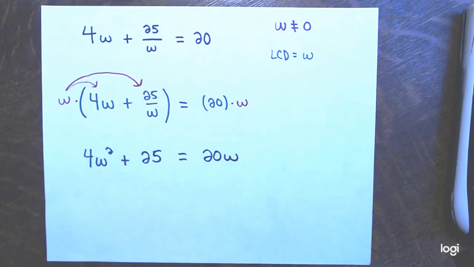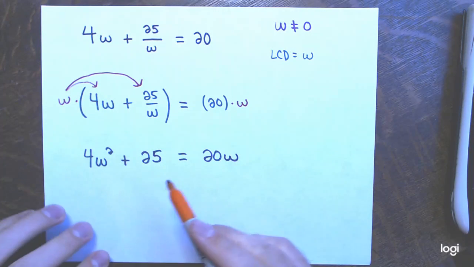And now can you see how this is a quadratic equation now, right? There's w squared as the highest power here and no more fractions. But it's not in standard form, right, so I cannot use the quadratic formula just yet. So what needs to happen next, right?